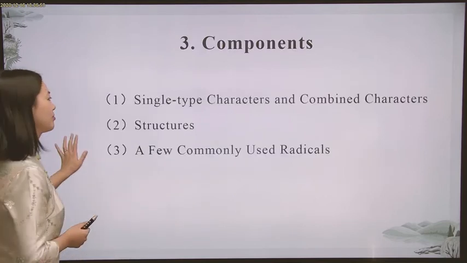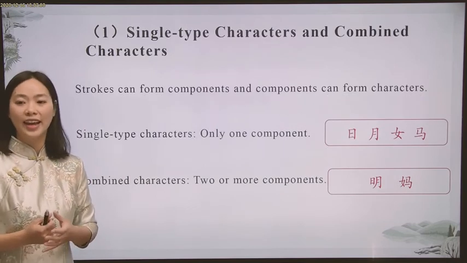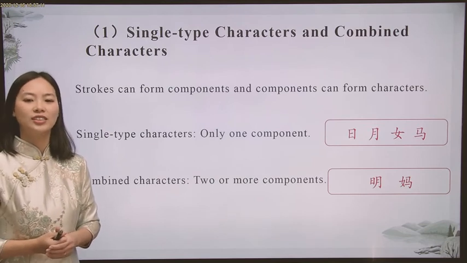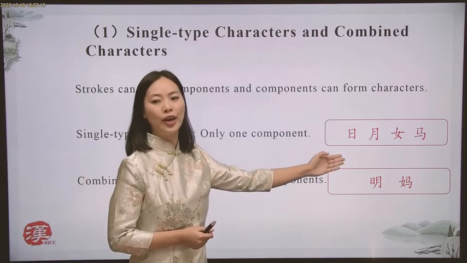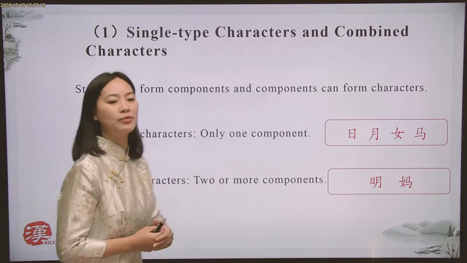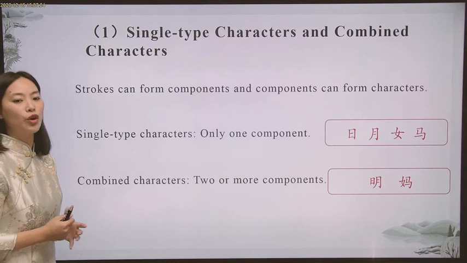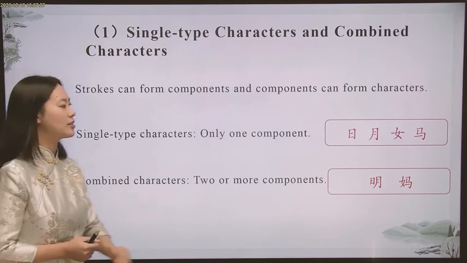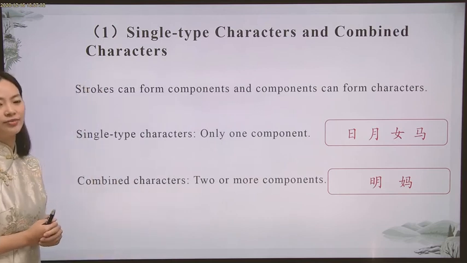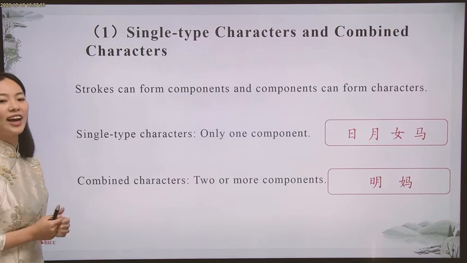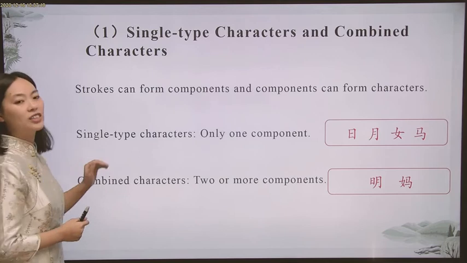Components. Strokes can form components, and components can form characters. Some characters that have only one component, such as 日, 月, 女, 马, we call them single type characters. Some characters contain two or more components, such as 名, 妈, we call them combined characters. The simple type characters are easier to write, so when we start to learn Hanzi, we learn this part first.